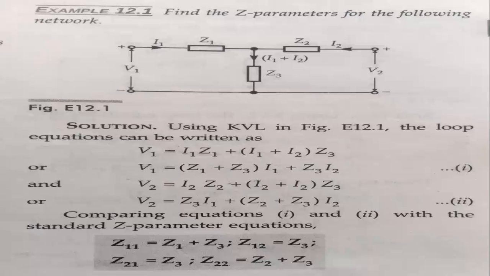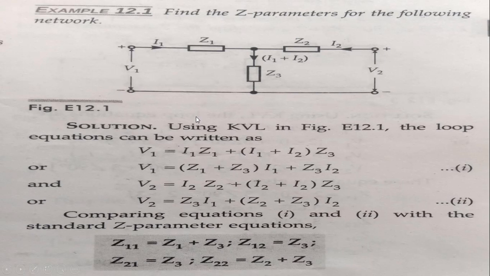There are various ways by which you can directly transform from one parameter to the other parameter. By looking at this, it is looking like a T. If you observe this, that is Z1, Z2, and Z3. The current flowing at the input port is I1, and the current at the output port is I2, and the voltage across each port, the input and the output, is V1 and V2.